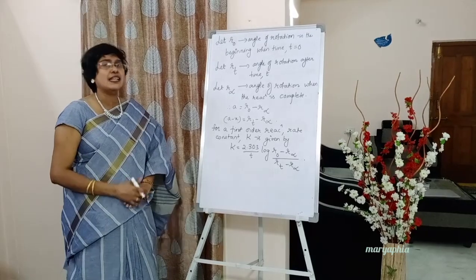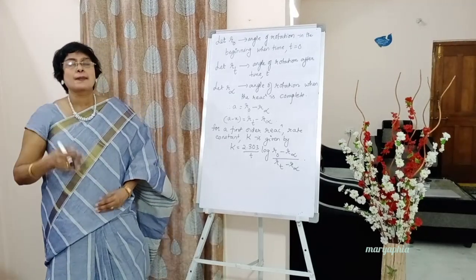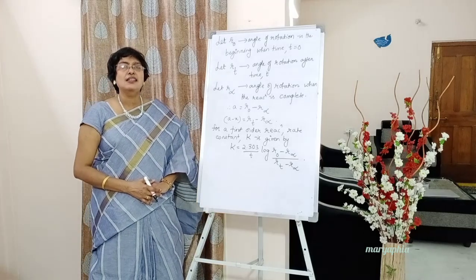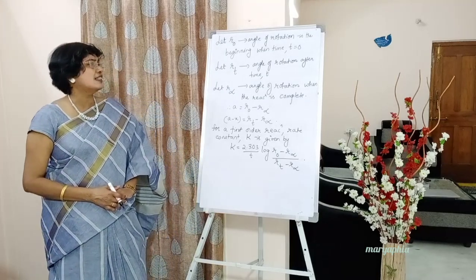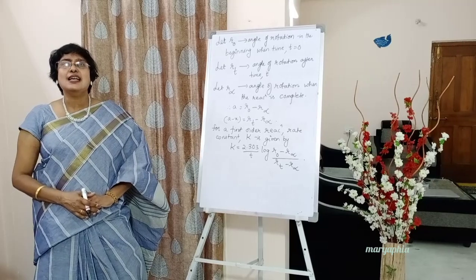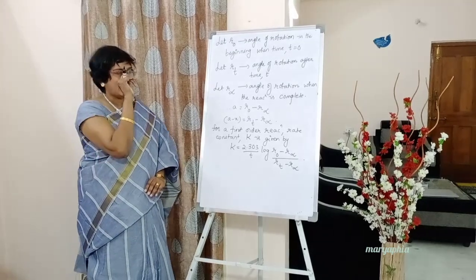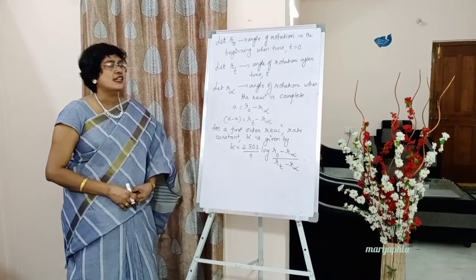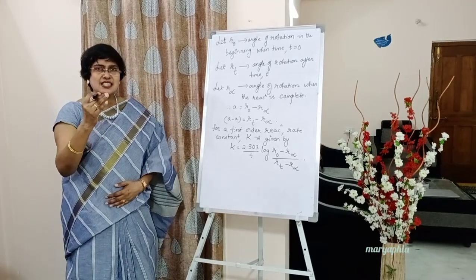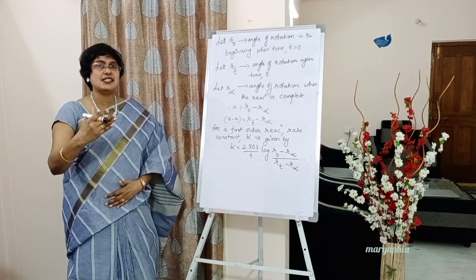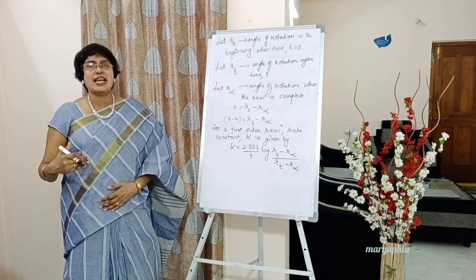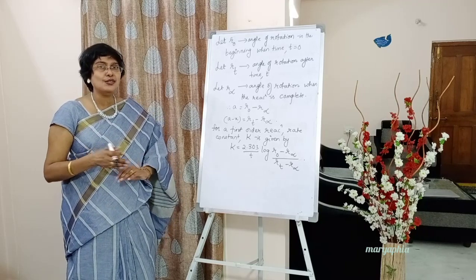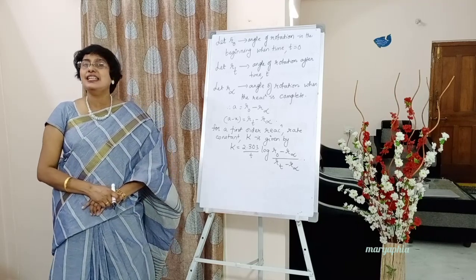Next, write down: let R alpha be the angle of rotation at the end of the reaction, that means when the reaction is complete. So from this data, in the beginning, after some time, and at the end, we have 3 different values. How do we use these values and find the rate constant?